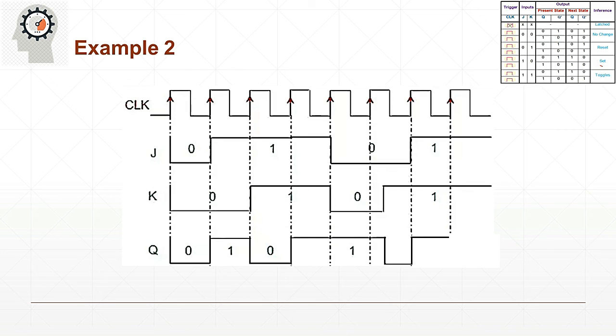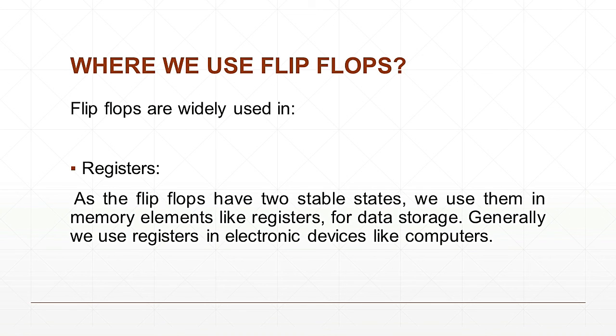Column number 7, J and K have inputs 1 and 1 respectively. As we look at our truth table, it indicates that 1 and 1 will give us a complemented output of 1.